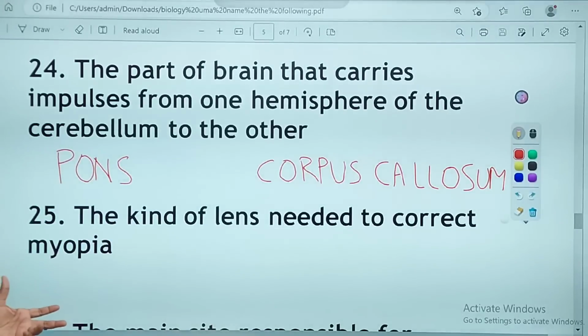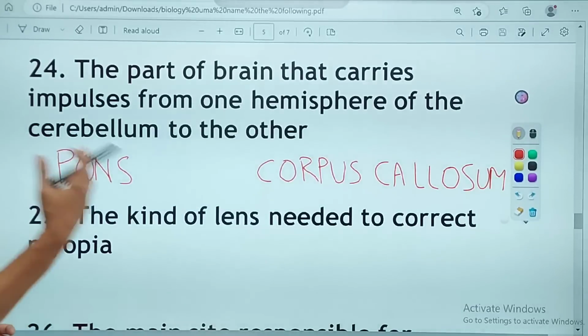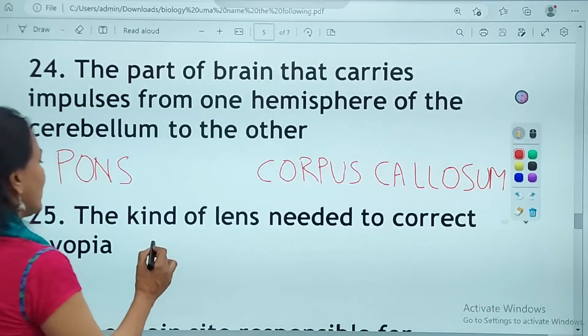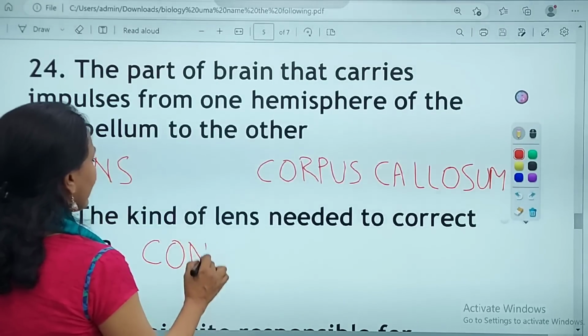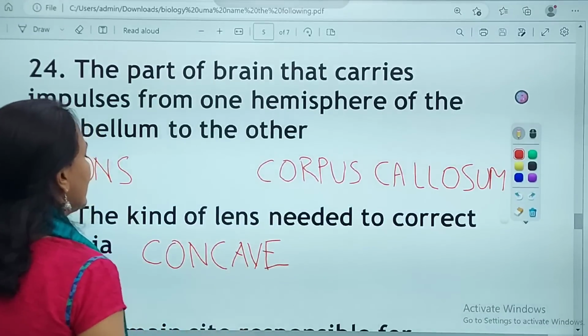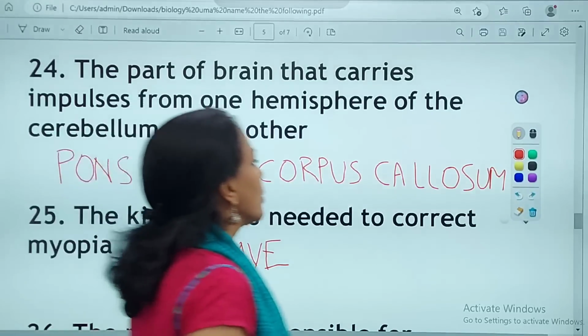Okay. Then the next one, the kind of lens needed to correct myopia. What is myopia? Myopia is what many of you youngsters would possibly have if your eyes have been abused. You're able to see things that are close by clearly and not able to see things that are far off that clearly. So that's called myopia, also called short-sightedness, and it is corrected using a concave lens. Hypermetropia, which is long sight, is corrected using a convex lens, whereas myopia is corrected using a concave lens.